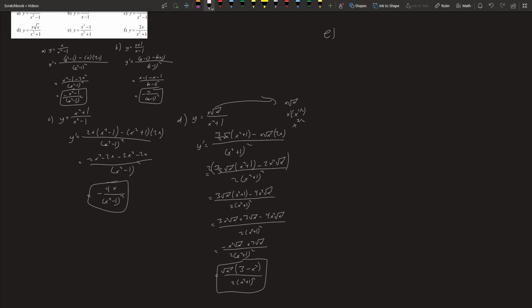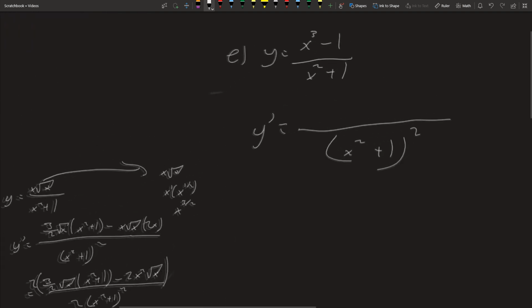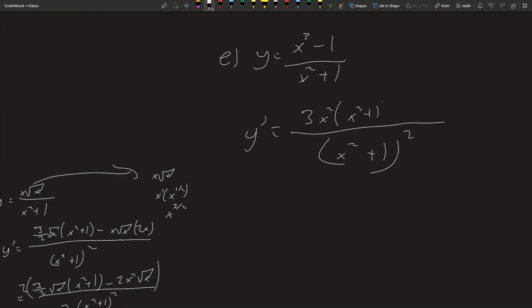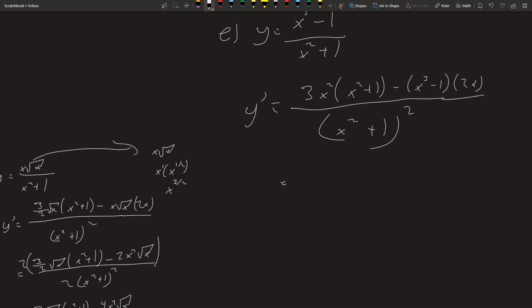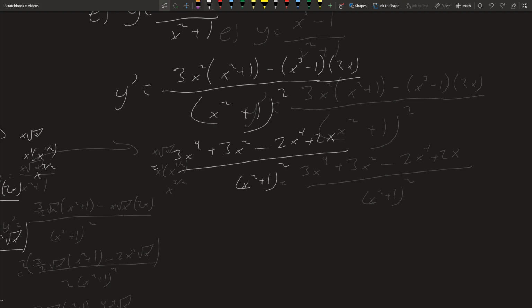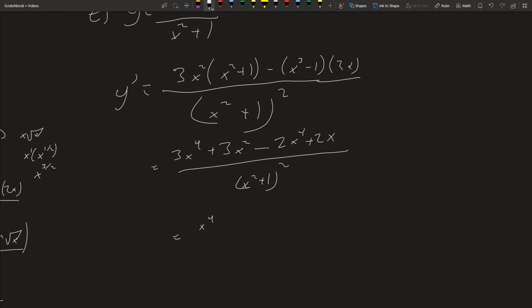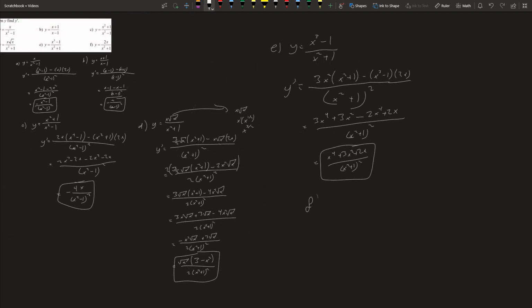Okay, now for E, we have y is equal to (x cubed minus 1) over (x squared plus 1). That's a cube. Okay, so y prime is equal to (x squared plus 1) squared in the denominator, and the numerator is 3x squared times (x squared plus 1) minus (x cubed minus 1) times 2x. Distribute, so we have 3x to the 4th plus 3x squared minus 2x to the 4th plus 2x over (x squared plus 1) squared. Simplifying this gives (x to the 4th plus 3x squared plus 2x) over (x squared plus 1) squared. That's your final answer.